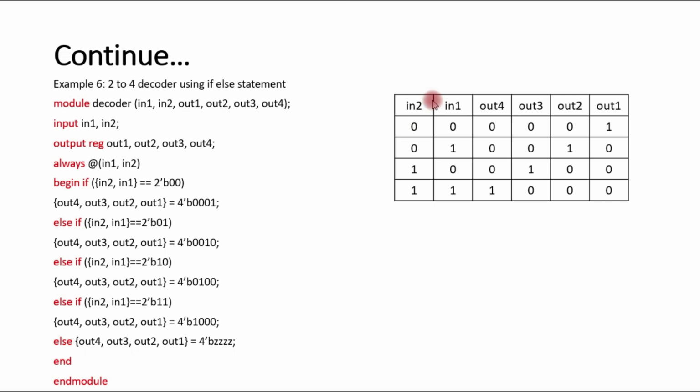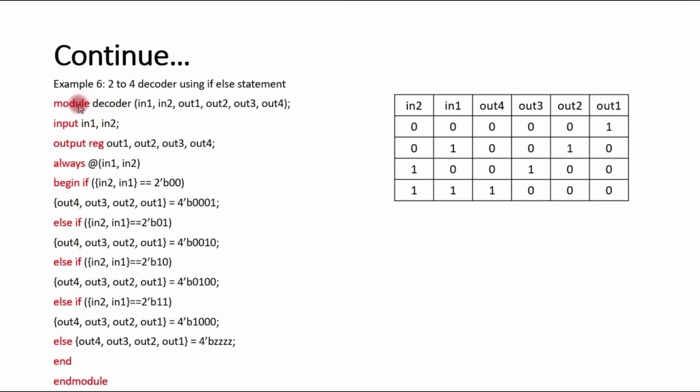Two input lines means there are 4 possible combinations: 0 0, 0 1, 1 0 and 1 1. And at the output, one output line will be at logic 1 and other output lines will be at logic 0 for a particular input combination. In case of 0 1, out2 is selected. In case of 1 0, out3 is selected. In case of 1 1, out4 is selected. Verilog program using if else statement is given here.